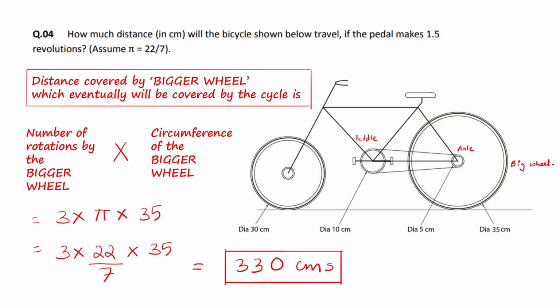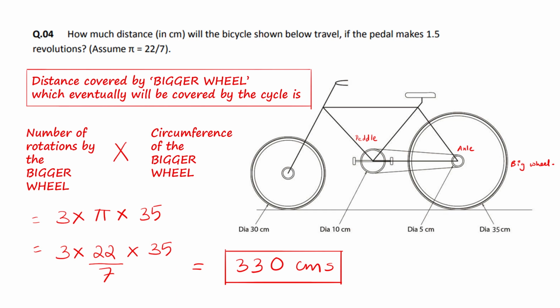So instantly, without even using the pencil, you come to know that the number of rotations for this axle is 3. And since the axle is connected to the center of the bigger wheel, the number of rotations for the bigger wheel is also 3.